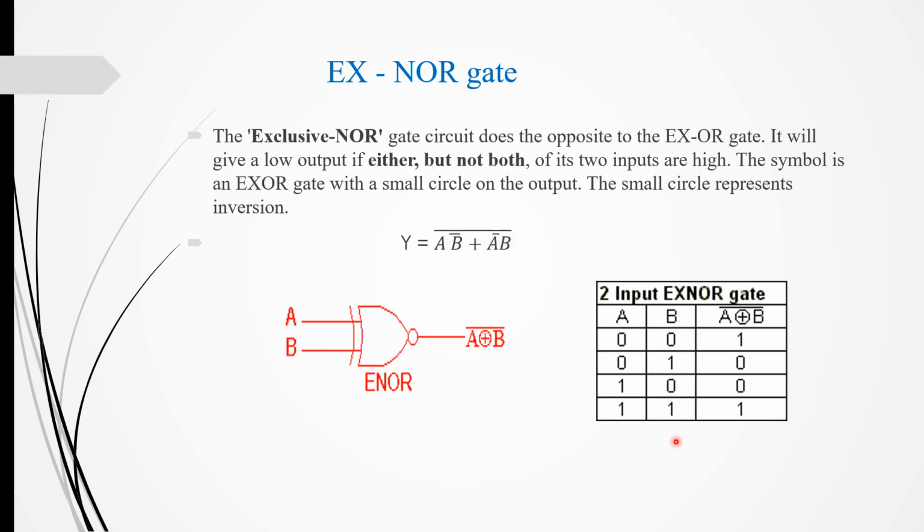This is the truth table of XNOR gate. When both inputs are the same, that is 0 0 or 1 1, then you will get high output. Otherwise, when one input is 0 and the other is 1, then you will get 0 output. So the logic of XNOR gate is, it gives low output if either but not both of its two inputs are high.